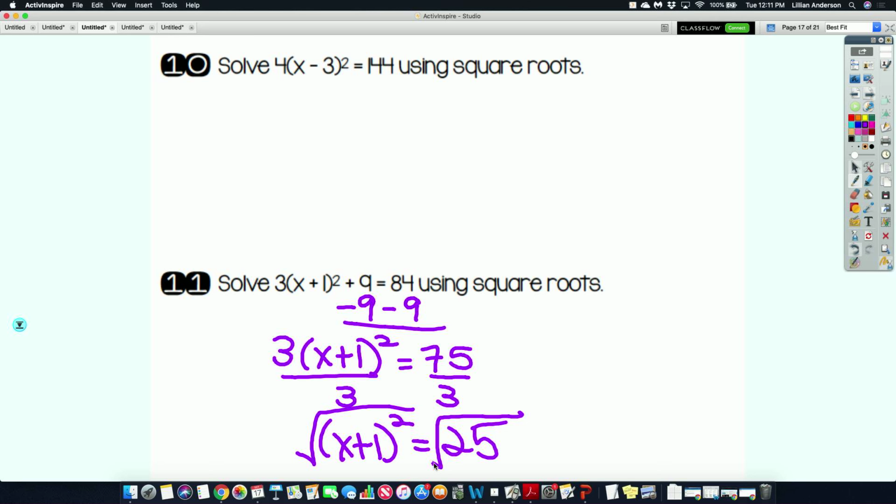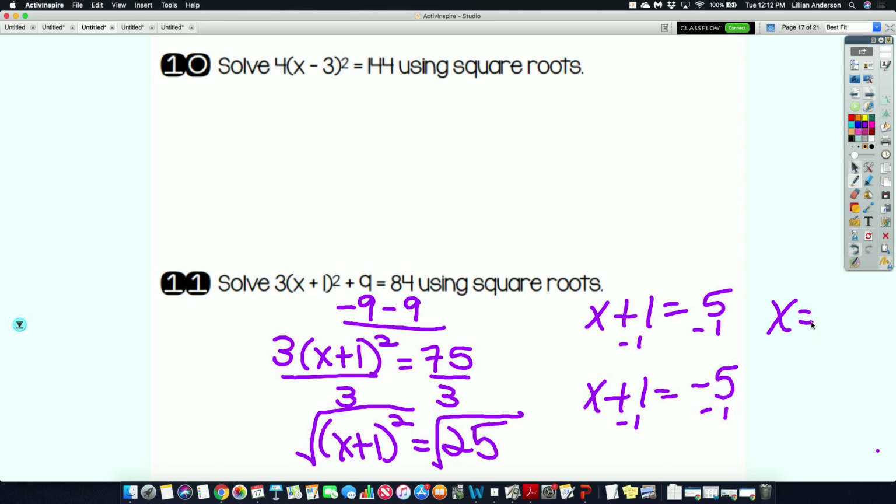Plus or minus. So right now I have an x plus 1 equal to a positive 5, and I have an x plus 1 equal to a negative 5. So I'm going to have two solutions here, but they're not going to be the exact same. They're going to be different because I have to do what as my final step to solve? And then to solve for x, I'm going to need to do what? Subtract 1. So when I subtract 1 from both of these, I'm going to get two different solutions.